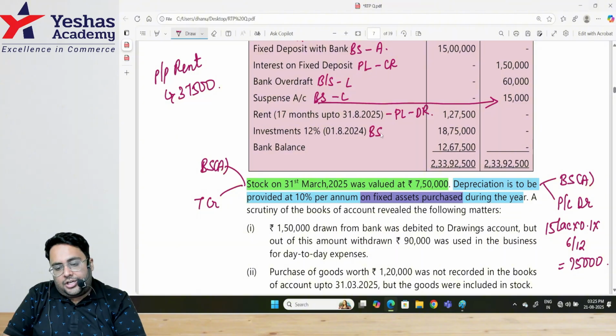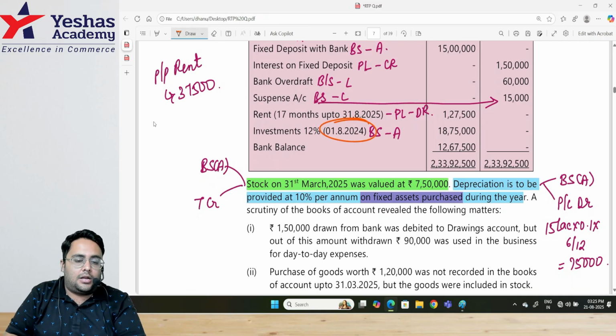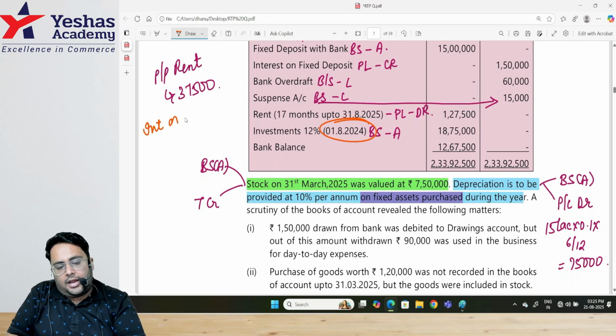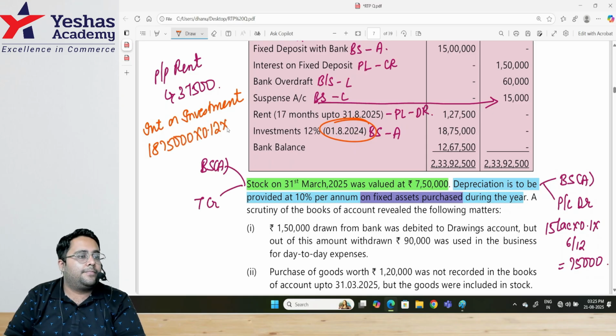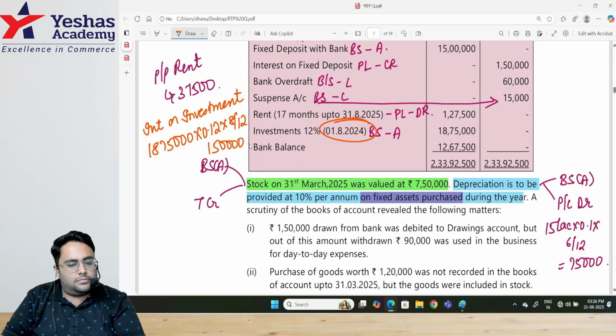Investment, balance sheet, asset side. Investment is made on 1st August at 12%. Can you tell me how much is your interest on investment? Interest on investment 18 lakh 75,000 into 12% into how many months? 8 by 12. How much? 1,50,000. Is that clear? Yes, sir.